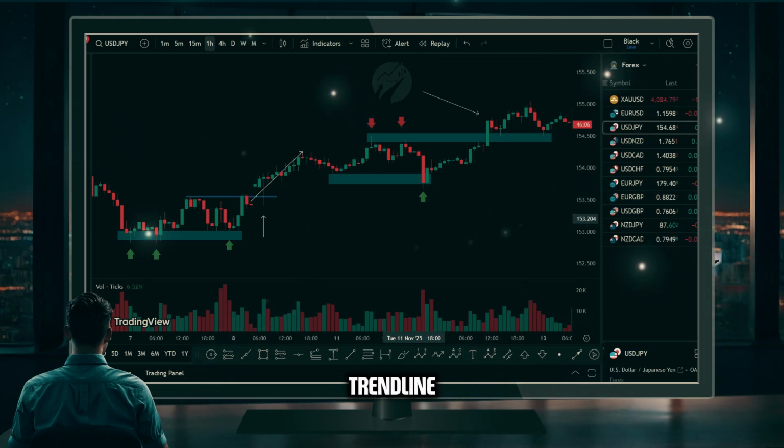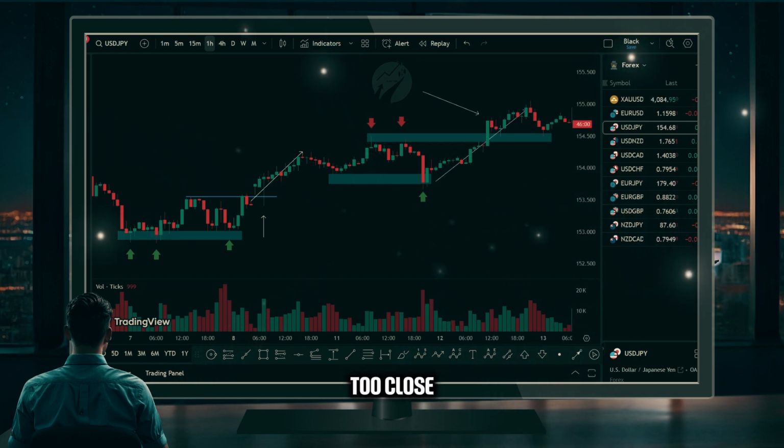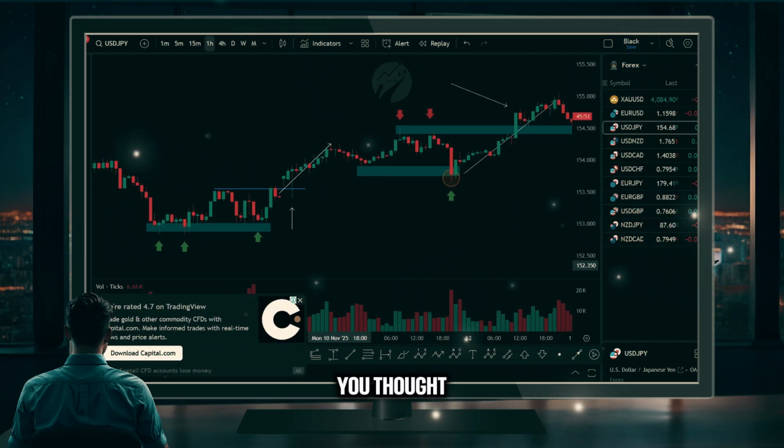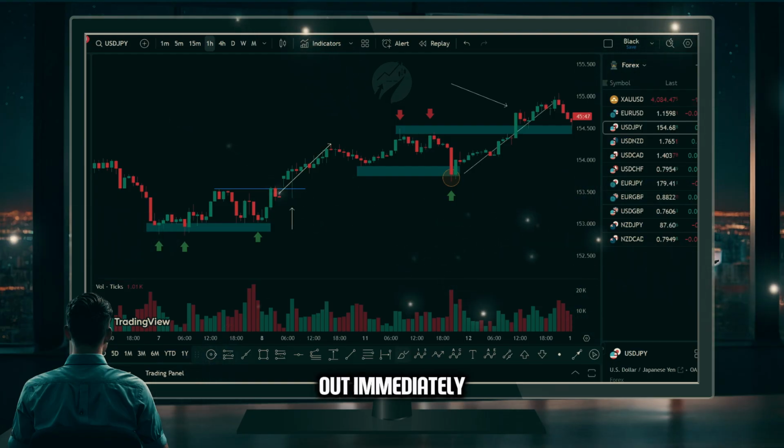When trading at a trend line, either bounce or breakout, your stop loss must always be on the other side of the trend line. Not too far, not too close, just slightly beyond it. When price reaches that point, you know the story has changed. The trend is no longer what you thought. The market is writing a new chapter, and your job is to step out immediately.